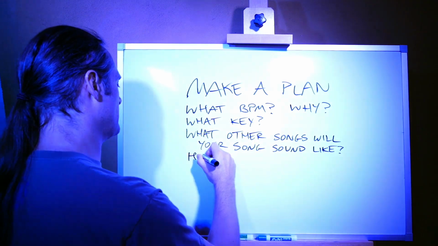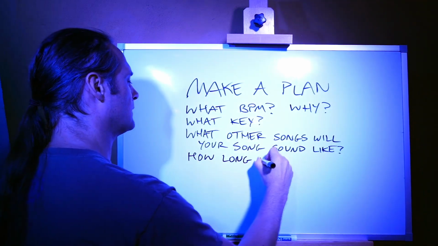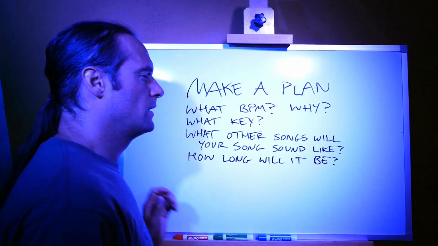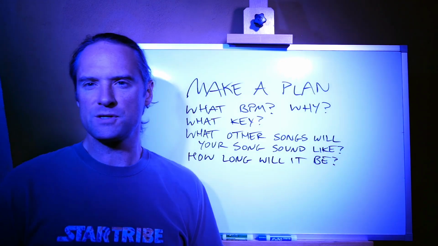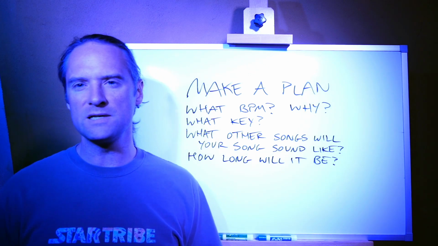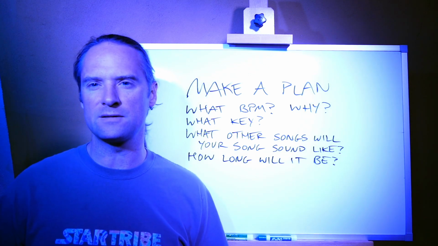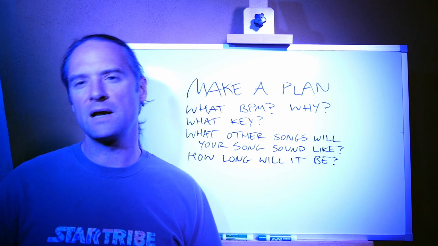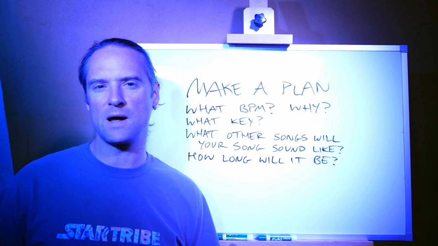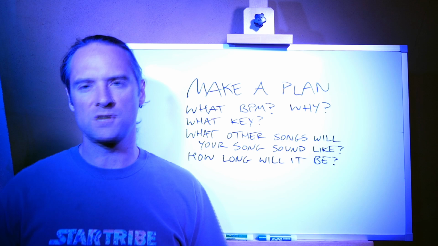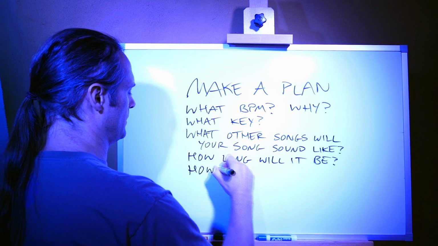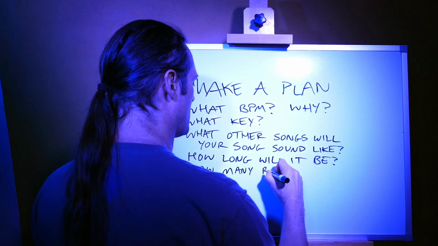Also, you want to determine how long will it be. Because in different genres of music, you're going to have different lengths of tracks. If you're making a glitch hop track, it's fine to have your track ring in at 3, 4, 5 minutes long. But if it's like a psytrance track, you're probably going to want to have a little bit more of an extended time. So it's probably going to be closer to like 6 minutes, 7 minutes, something around there. Okay? So how many bars?